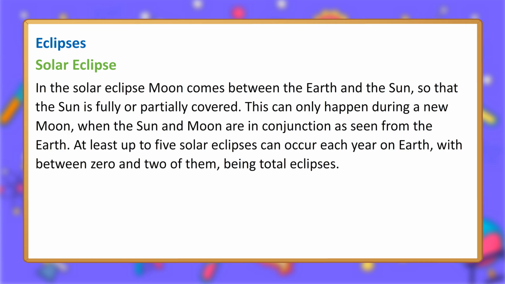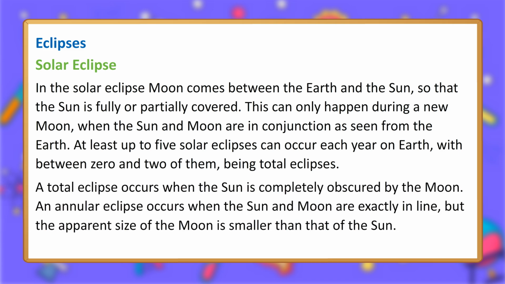Solar eclipse. In the solar eclipse, the Moon comes between the Earth and the Sun, so that the Sun is fully or partially covered. This can only happen during a new moon, when the Sun and Moon are in conjunction as seen from the Earth. Up to 5 solar eclipses can occur each year on Earth, with between 0 and 2 of them being total eclipses.